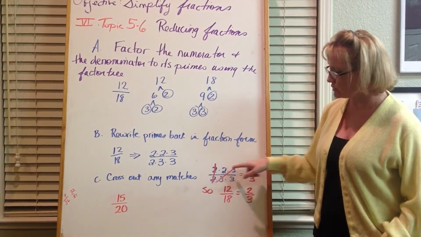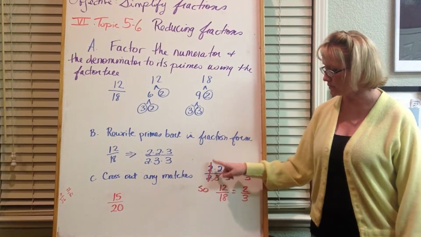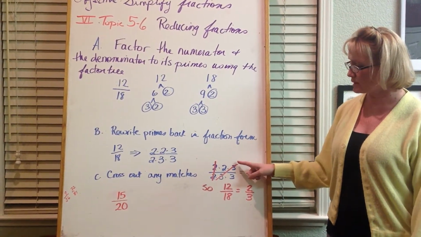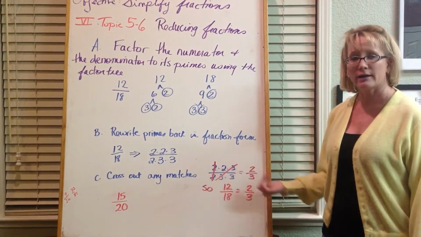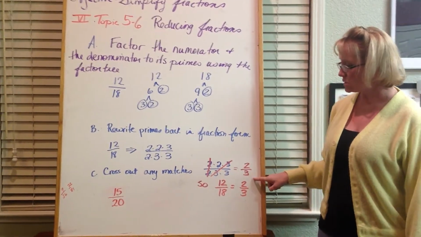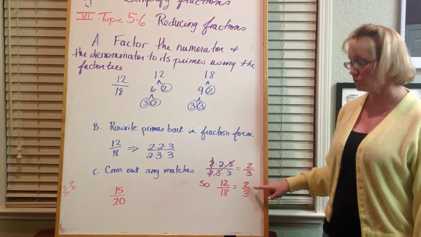So I had a 2 times 2 times 3 on top, and a 2 and a 3 and a 3 on the bottom. I have a 2 on top and a 2 on the bottom, so I cross those out. I had another 2, but no match, so I left it alone. I have a 3 on top and a 3 on the bottom, so I cross those out. They don't need to be on top of each other. Nothing else matches, so on top I'm left with the 2, and on the bottom I'm left with the 3. So 12/18, when it's reduced to its simplest form, is 2/3.